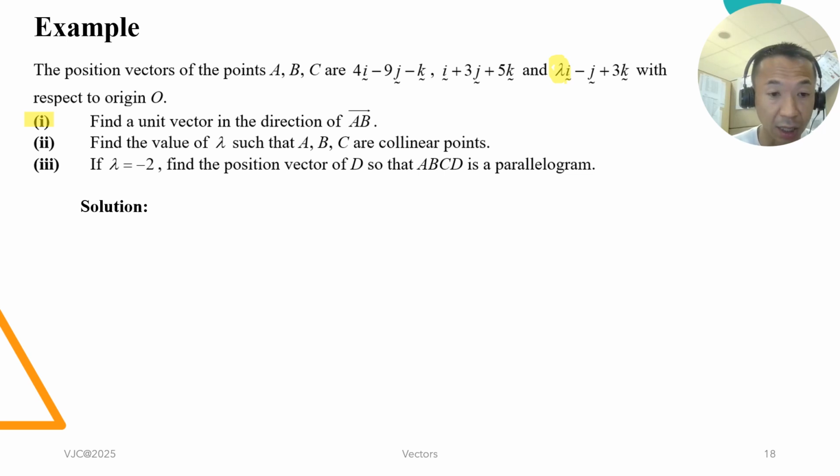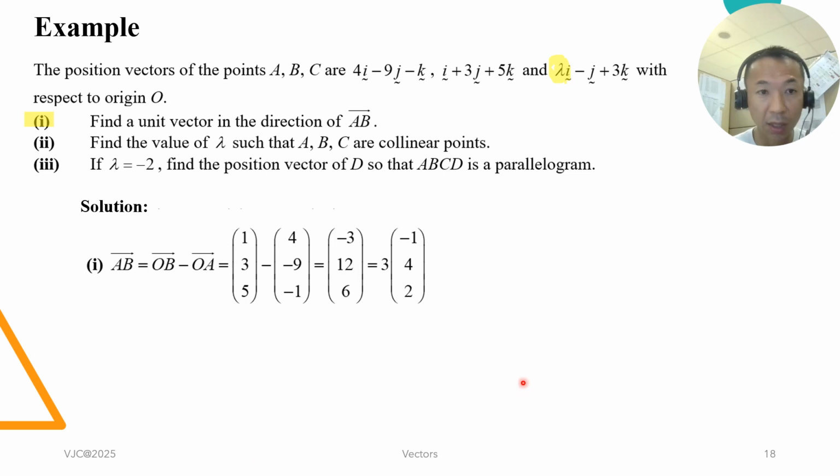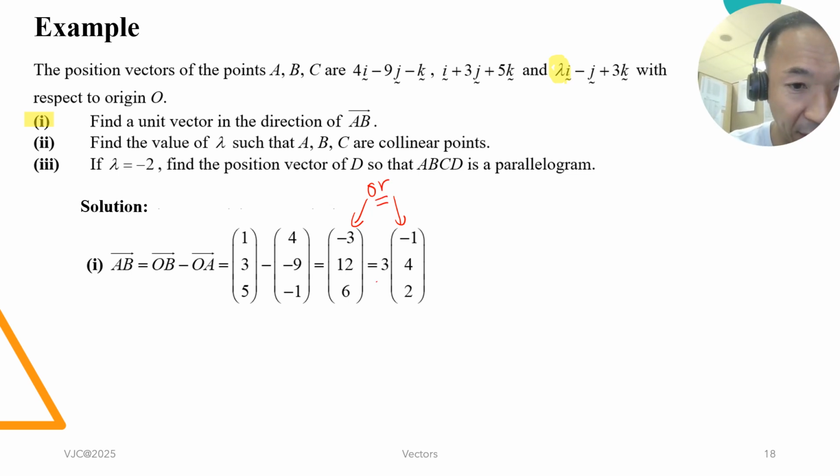The first part basically asks us to find the unit vector in the direction of AB. Before we recall how to find the unit vector, it's not difficult to say AB is OB minus OA. We solve and we get this vector. You could either leave it as it is, like that, or like that. It is actually fine, but if we can factorize the 3, just factorize the 3. If not, you could have left it as that as well.